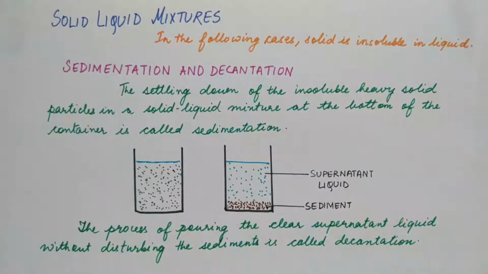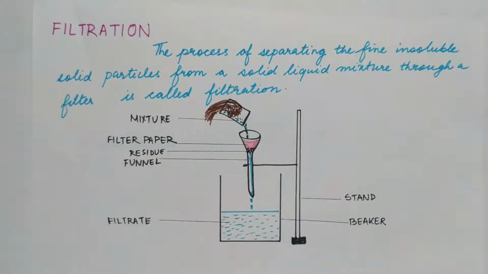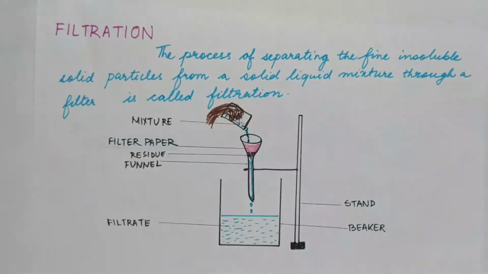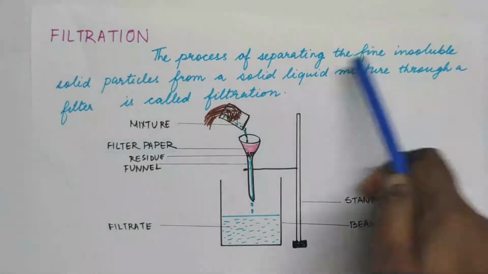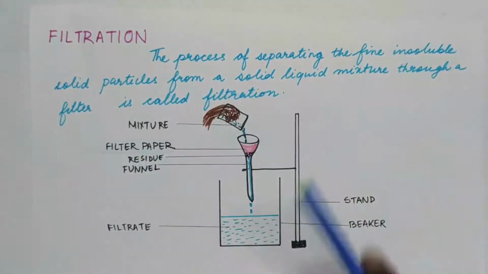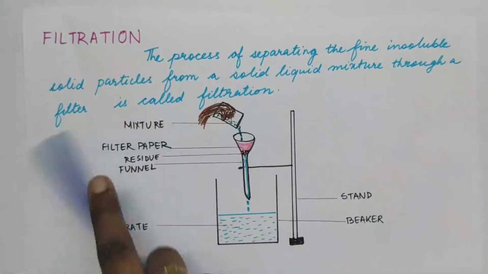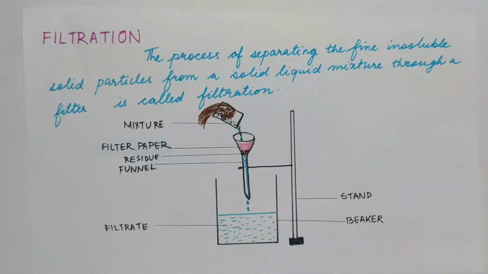For removing sand in water or clearing the mud from the water, we can go for sedimentation and decantation. Next method is filtration. In this method, again, the process of separating the fine insoluble solid particles from a solid liquid mixture through a filter. You might be using a filter paper or a muslin cloth or something like that, which separates the solid from the liquid in the mixture.